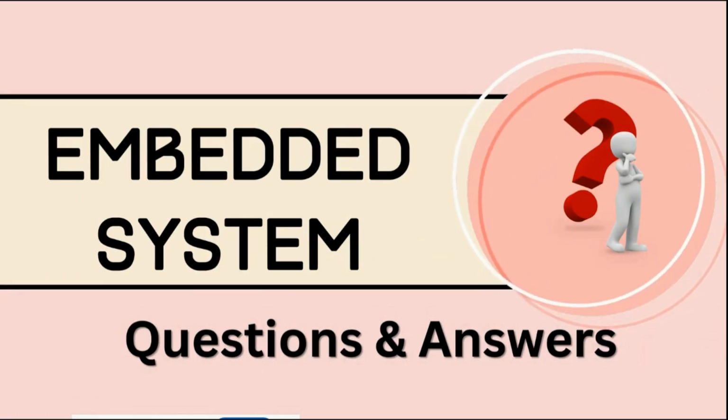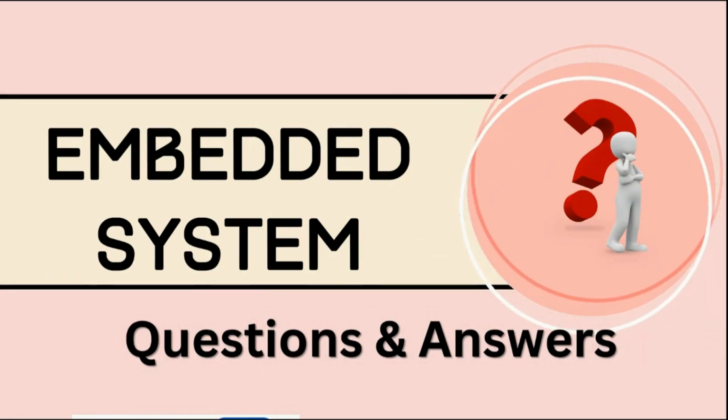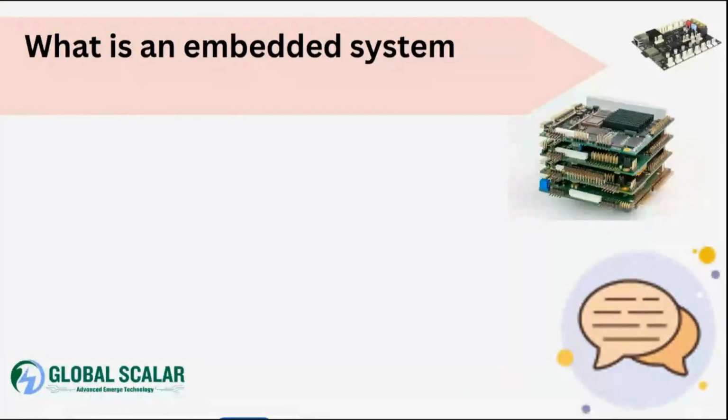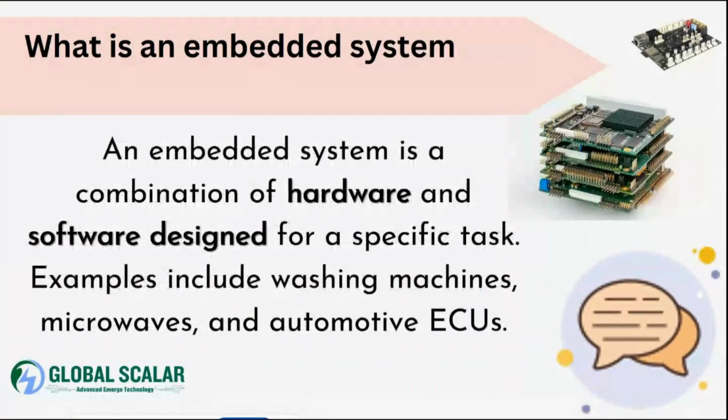Some of the questions on embedded system. So, question and answer. What is an embedded system? An embedded system is the combination of hardware and software designed for specific tasks. Examples are washing machines, microwaves, and automotive systems.